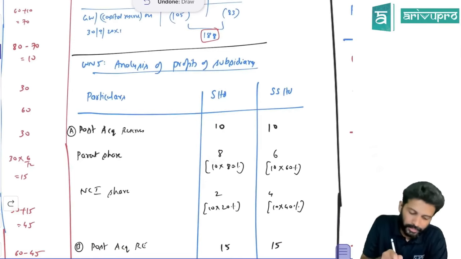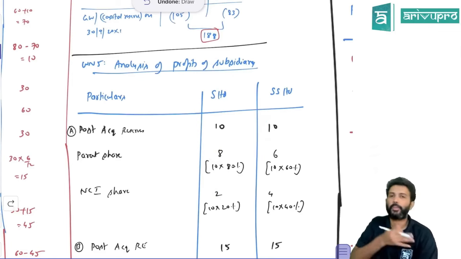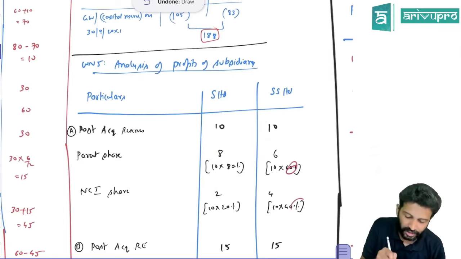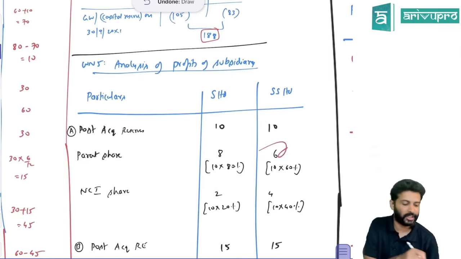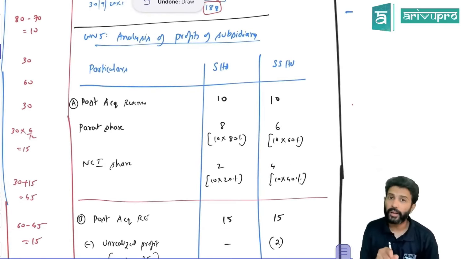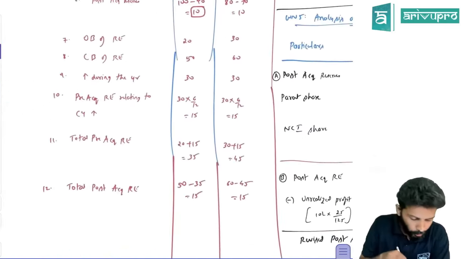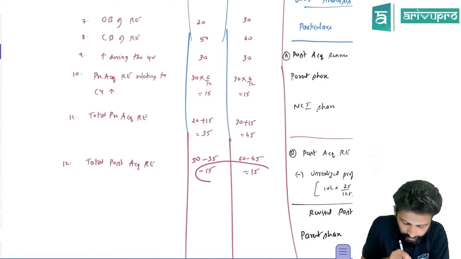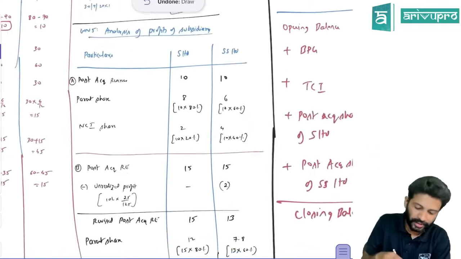Same thing. In SS ka post-acquisition reserve, distribute among parent and NCI. Parent ka share is 60, NCI ka share is 40. So 10 into 60% is 6, 10 into 40% is 4. This is the reserve part. But we also have retained earnings. Post-acquisition retained earnings, we have got it in a previous working note, which is 15 and 5.